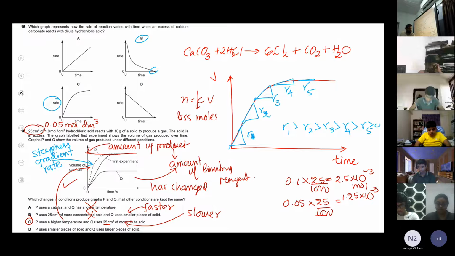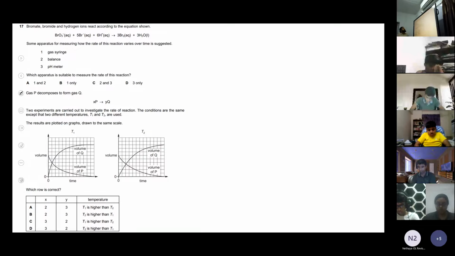Okay, let's move on. Bromate, bromide, and hydrogen ions react like this. Same apparatus. Some apparatus for measuring how the rate of reaction varies over time is suggested. Let's look at this. Now, bromine is a gas. Bromine is aqueous. They have given bromine is aqueous. So no gases. Be careful. Look at the data given. Just because you have heard bromine is a vapor, don't just select syringe. Look at the information. This is an AO2 question, right?